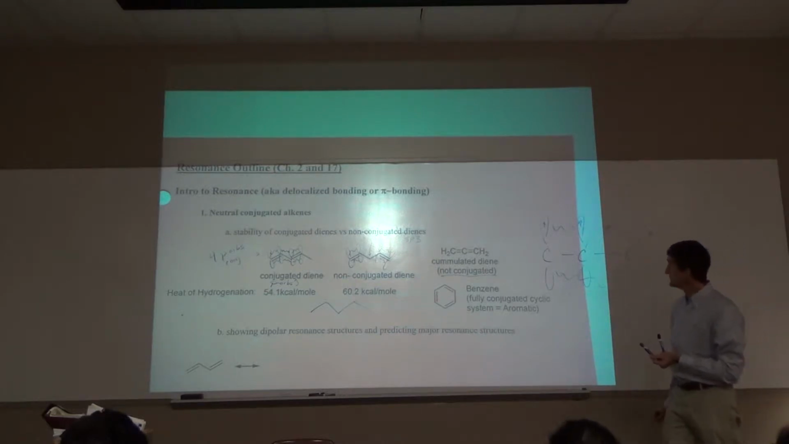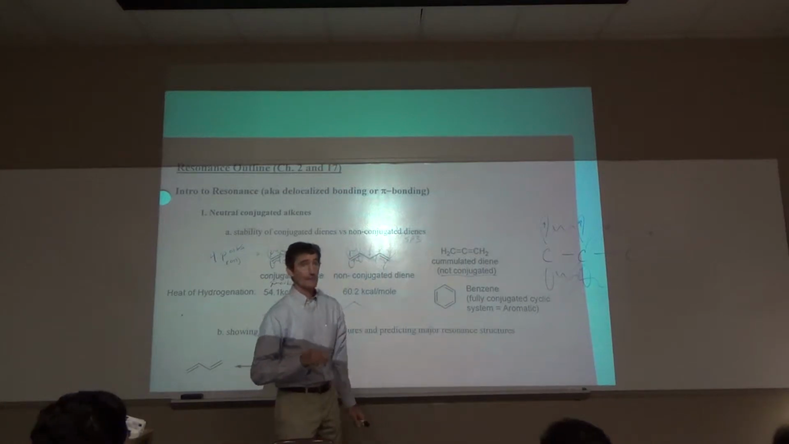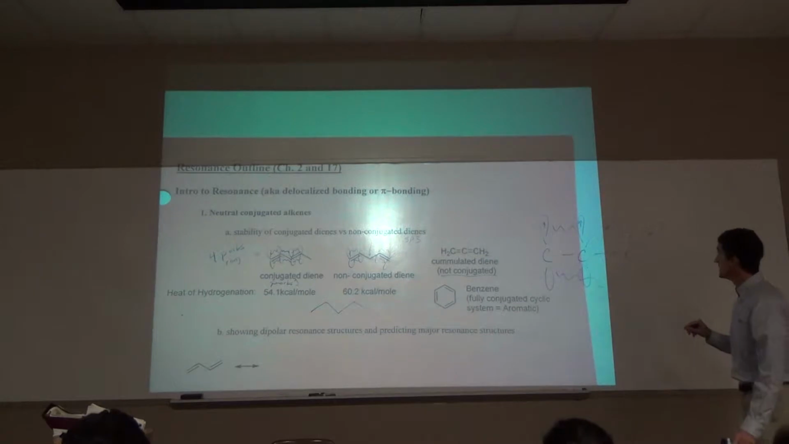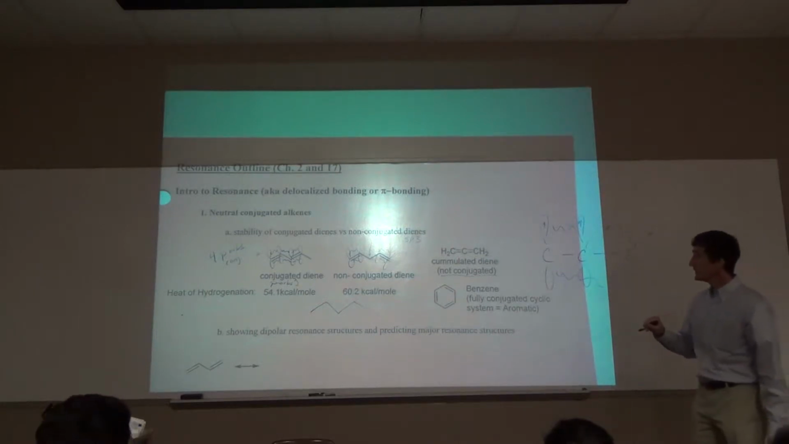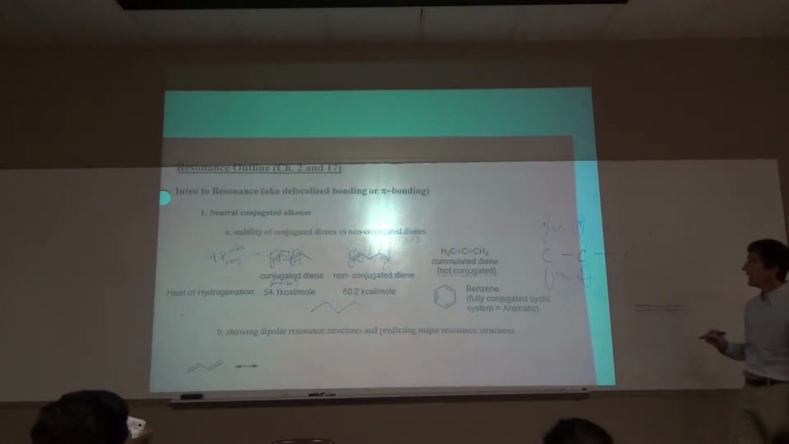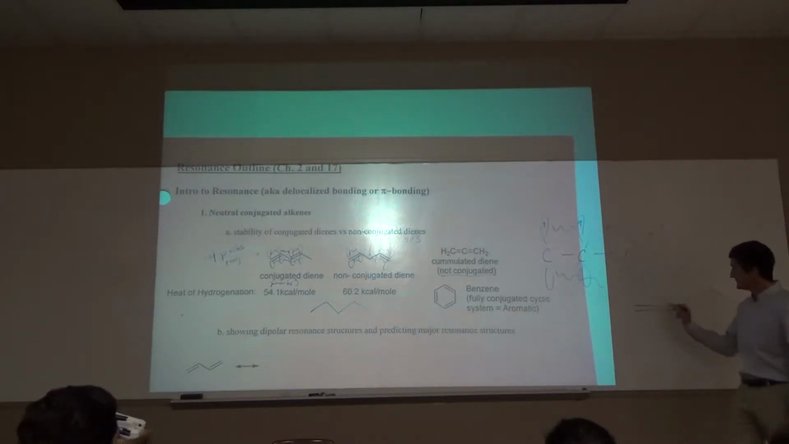So I'm just curious, how would you draw that as a line structure? As a what? A line structure. Oh, you mean without drawing the carbons? Yeah. Oh, it's a good question. A lot of times when you see these drawn, they'll have this little dot there. Otherwise, it may look just like a long double bond. Yeah, good question.